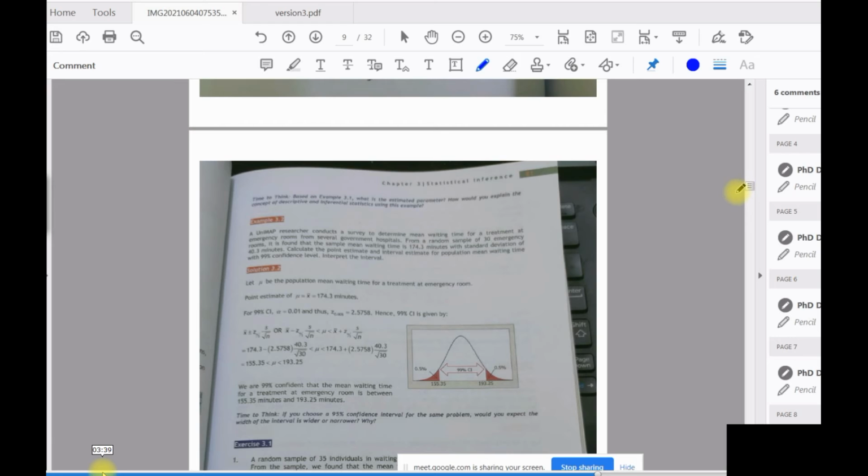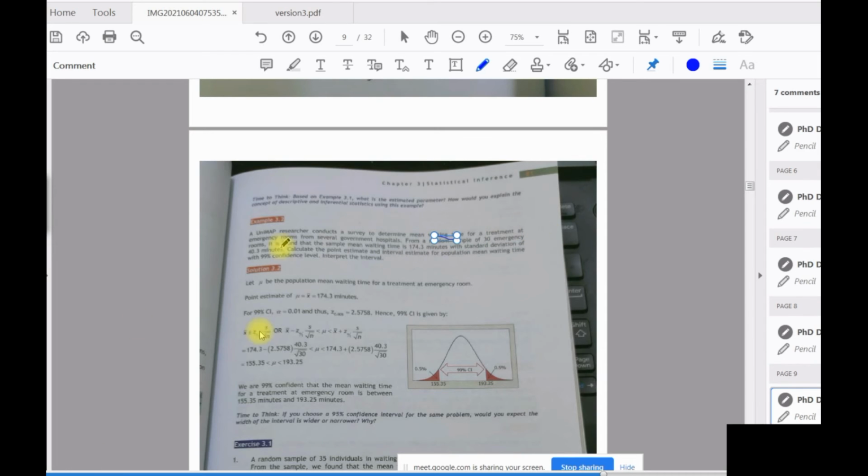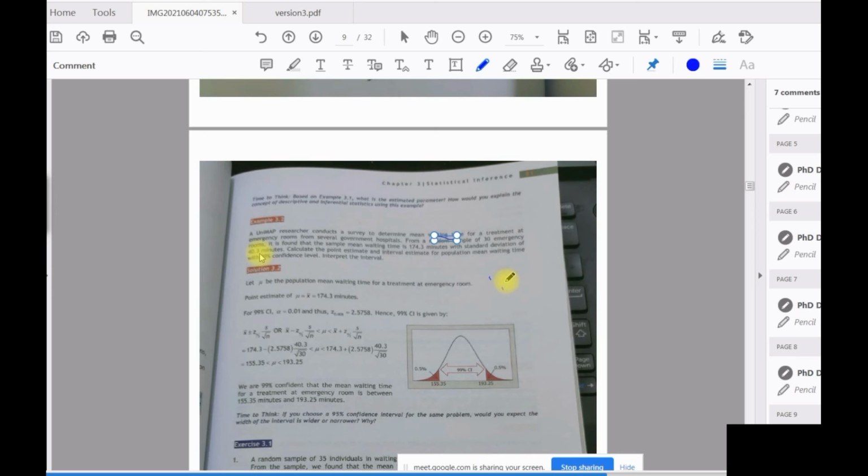And then for example 3.2, this is unknown data. A Unimed researcher conducts a survey to determine the mean waiting time for treatment at the emergency room from several government hospitals. From a random sample of 30 emergency rooms, it is found that the sample mean waiting time is 174.3 minutes with a standard deviation of 40.3 minutes. Calculate the point estimate and interval estimate for the population mean waiting time with a 99% confidence interval. Interpret the interval.